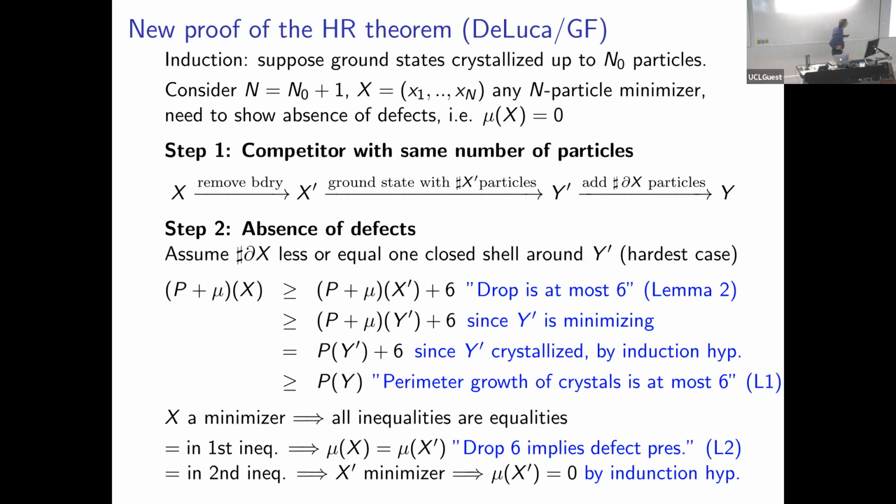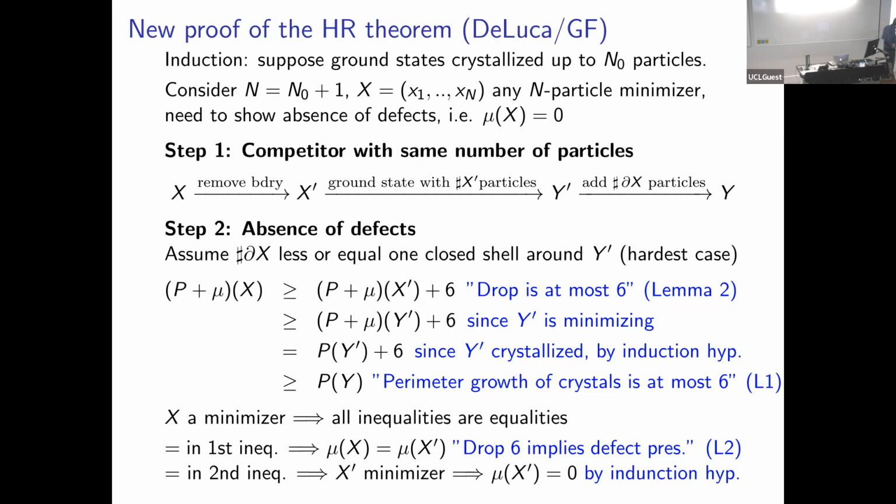The first step is really the clever idea of Heitman and Radin. I like it very much, and we kept it. If it ain't broke, don't fix it, right? So we keep this wonderful idea from them. You start from any minimizer, you know nothing about it, but what you can do is remove its boundary. That's the good induction step. So remove the boundary, and that gives you a new configuration that I call X prime. I know nothing about it except that it came from a ground state by removing the boundary.